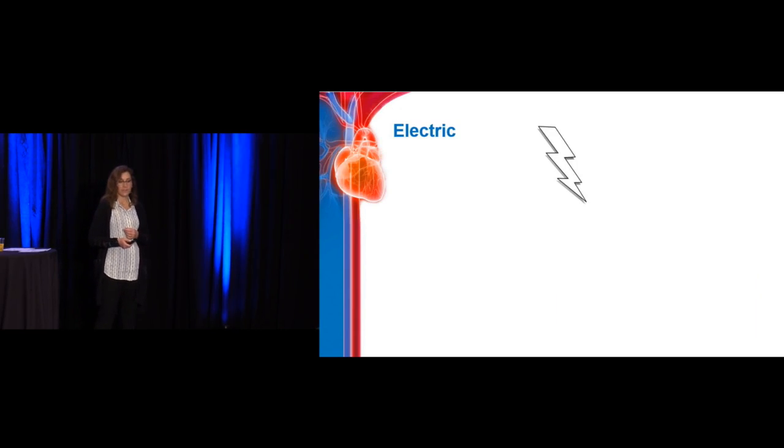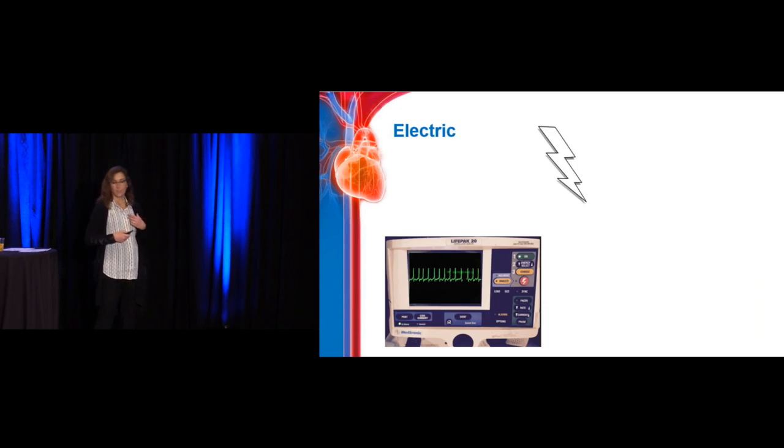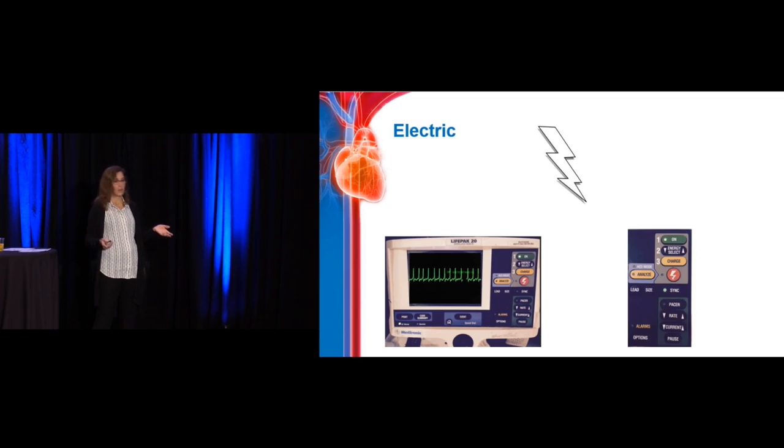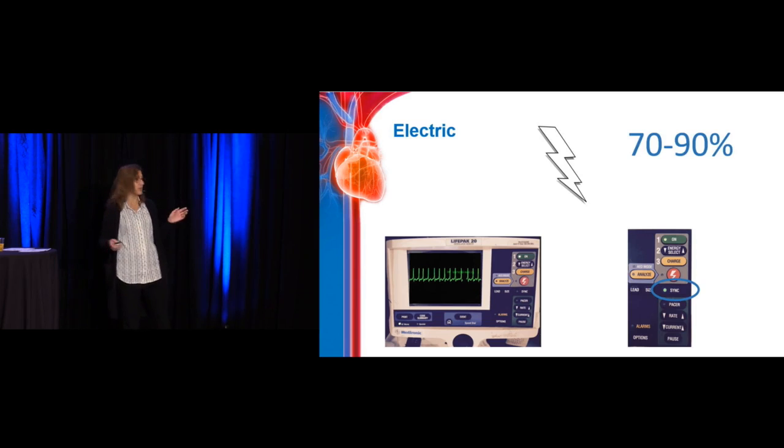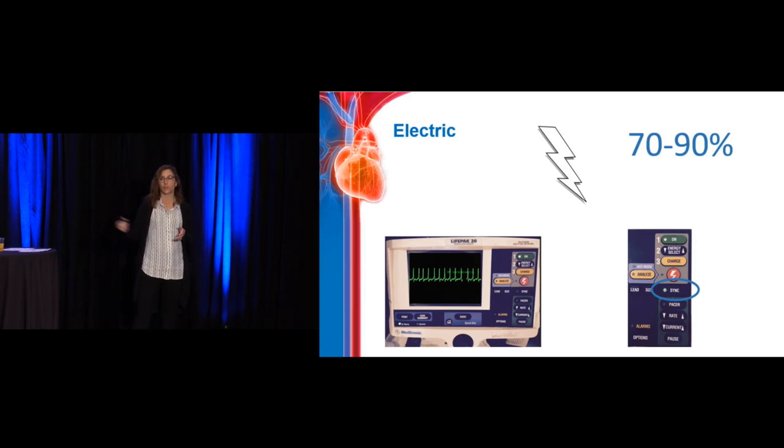Electric. How do we do this? Same themes, right? Put the pads on the right spot, as we just talked about. Hit that sync button. They have a pulse, so sync to it. Deliver your defibrillation. 200 joules synchronized biphasic. Right? Pretty straightforward. 70 to 90% success rate. Now that's a pretty wide range, but you get higher towards that 90% when you do things like position your pads anterior, posterior as opposed to anterior, lateral. Deliver 200 joules, synchronize, one-time shock, biphasic.